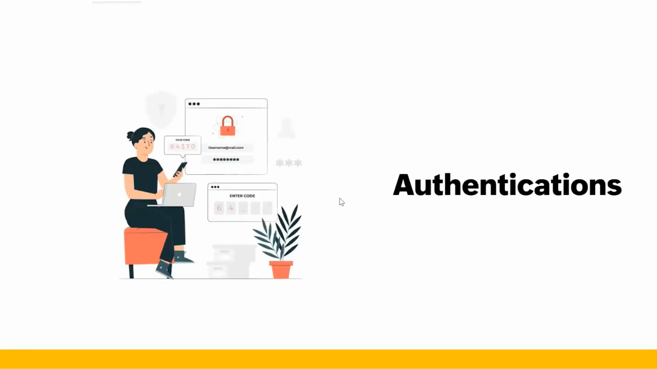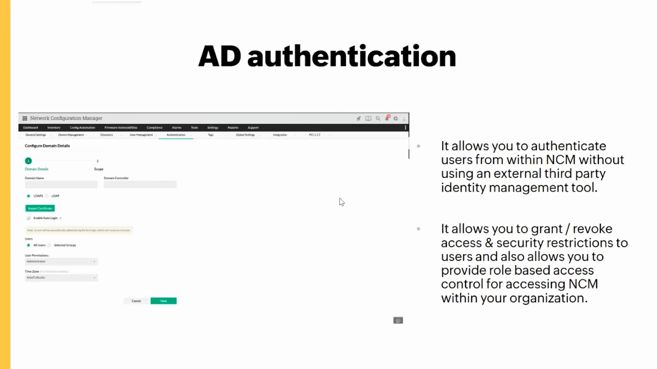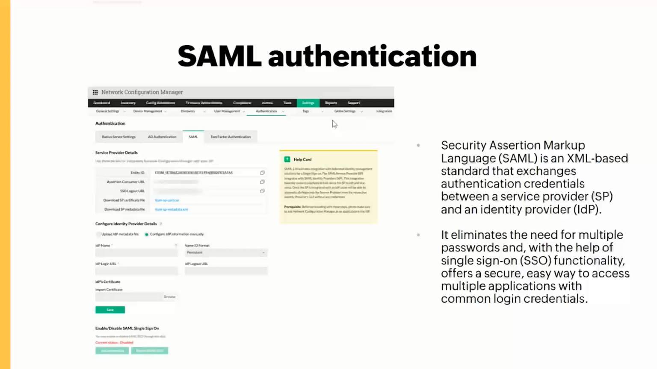Now let's look at the authentication supported in Network Configuration Manager. So first is the RADIUS authentication. So that's a client-server protocol that allows users to log into Network Configuration Manager using remote authentication. Next is the AD authentication. So this allows users to authenticate within NCM without needing an external identity management tool. Next is the SAML authentication. So that's an XML-based standard for exchanging authentication credentials between a service provider and an identity provider, supporting single sign-on.